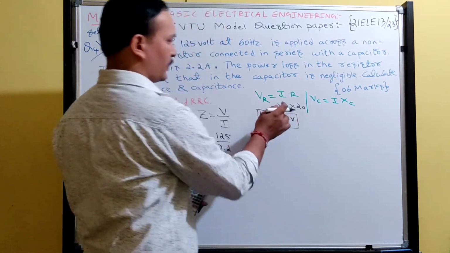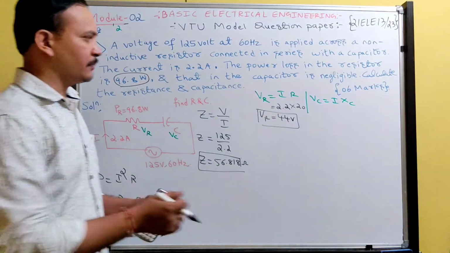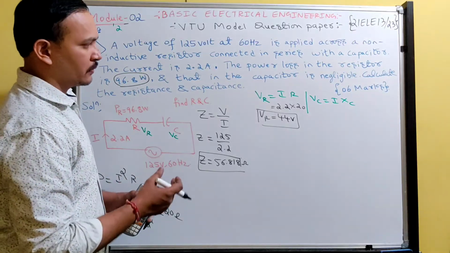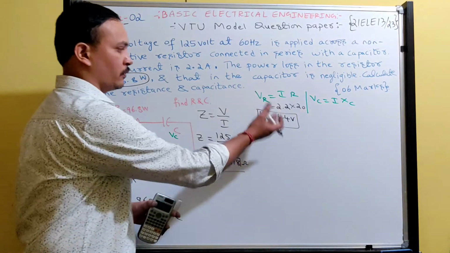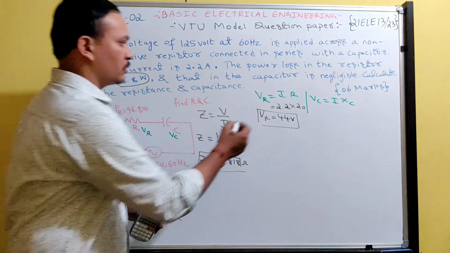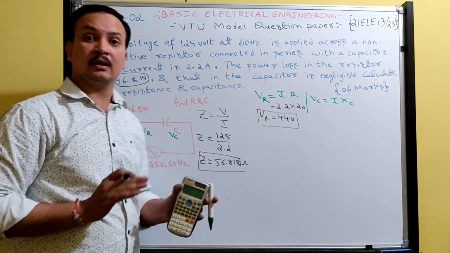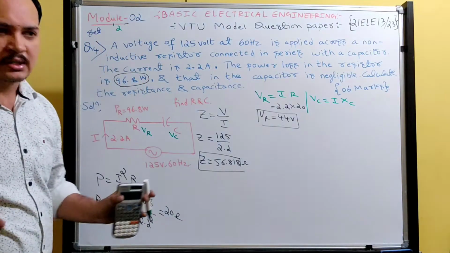While doing this on the calculator, students will type 22 into 2, otherwise 22 into 20, and then they will get 400-something. They are going to miss this point while typing in the calculator, and whatever they get, they will write immediately. So don't make such silly mistakes.